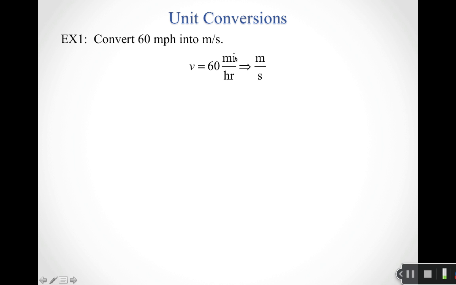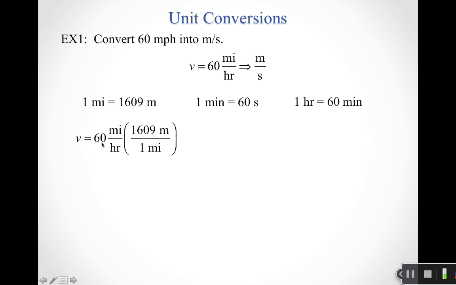It happens that I do know an equivalency relation that connects miles and meters. I know that 1 mile is 1609 meters. In terms of time, I know that there are 60 seconds in a minute and 60 minutes in an hour. So I can go from seconds to minutes, minutes to hours. So I've got two equivalency relations that take care of time. Here are the three equivalency relations that I need to do this unit conversion.